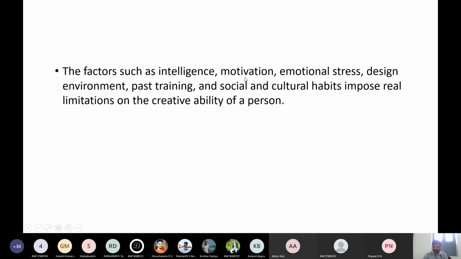Okay, they are intelligence, then motivation that he is going to get in the environment in which he has been brought up. Then emotional stress on him, then design environment. Suppose if you are working in a company, there you will get a design environment. That means a team in which you are working. What kind of training you got, or what kind of team members you have. Then past training, social and cultural habits. These two also play a very important role in the creative ability of a person.